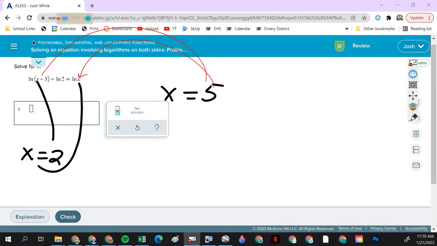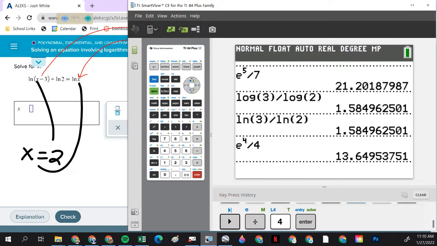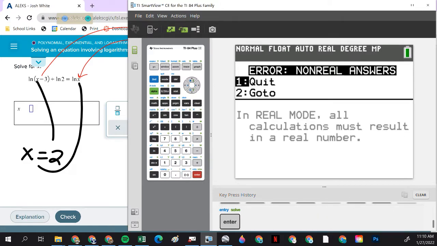I'll show you that in my calculator. If I tried to do the ln of negative 1, it says there is no answer, right? You cannot use positive multiplication and division to create negative numbers. There's just no way to do it. So every time you solve a logarithm, you need to check that that solution creates only positive numbers in the original equation.